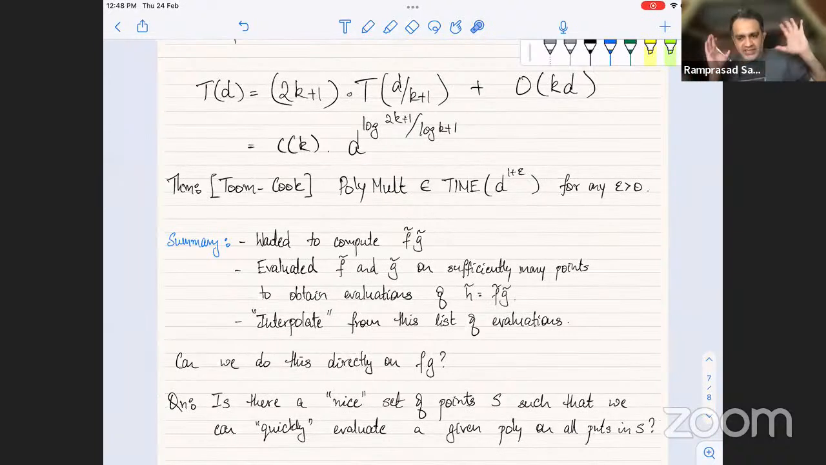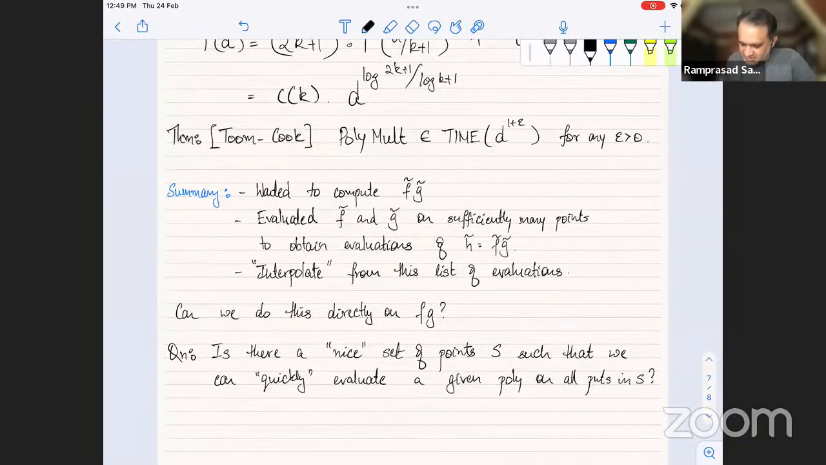Okay, so we are interested in polynomial multiplication, but somehow it naturally seems to lead us towards trying to come up with this multi-point evaluation system. And the answer to this is yes, and this is one of the most important algorithms in all of algorithms, which is called the fast Fourier transform.